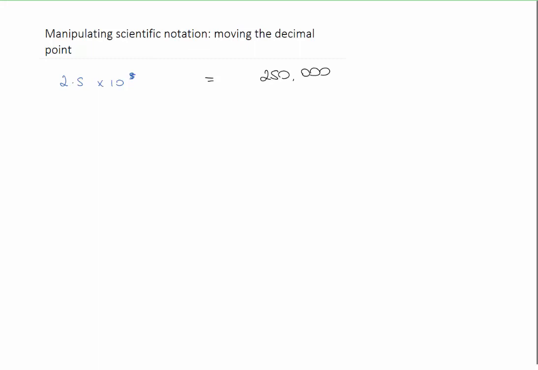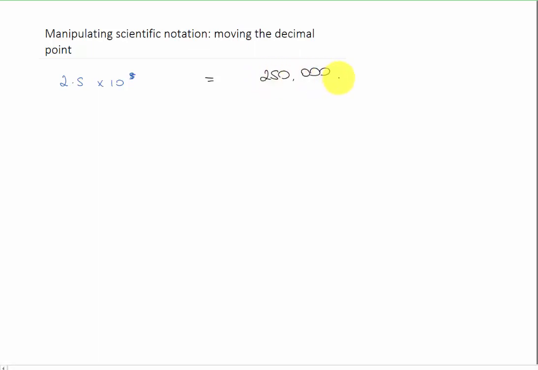In the last video, I showed you that 2.5 times 10 to the power 5 is equal to 250,000, and I did that by writing out times 10 times 10 times 10 times 10 times 10, using that rule. But wouldn't it be nice if we could do that calculation an easier way? And that's what I'm going to talk about here. So what we can do is to move the decimal point in the number.